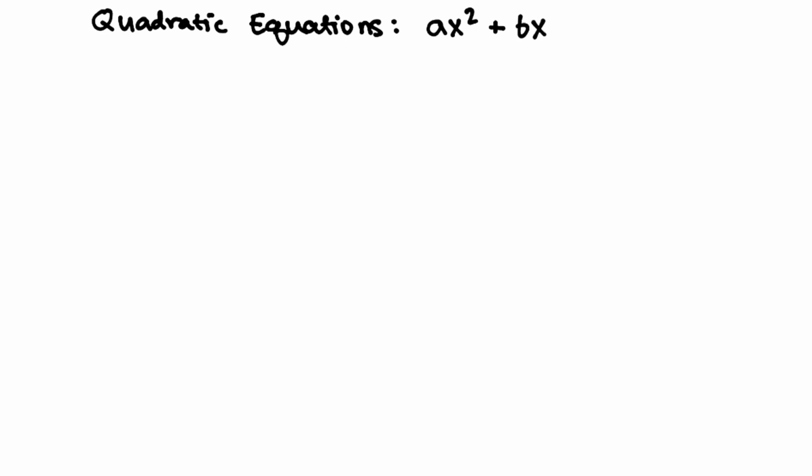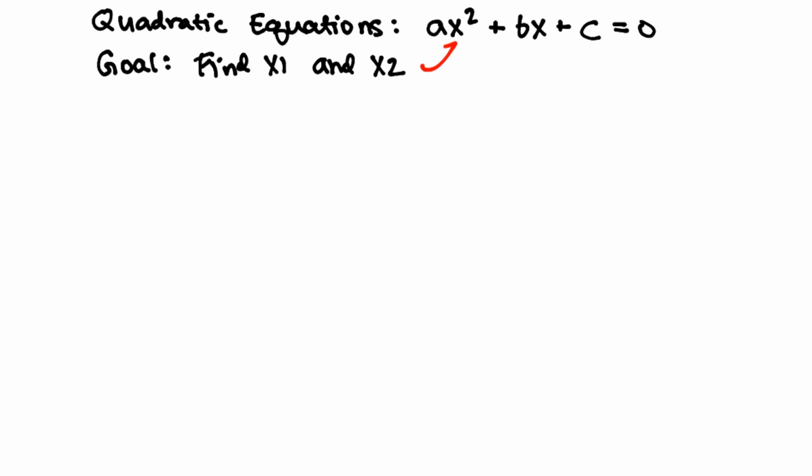So what we're going to cover today is how to solve quadratic equations. These are equations in the form ax squared plus bx plus c equals 0. And our goal is to find x1 and x2. These are two numbers that, when you plug them back into the original formula, make the left side equal to 0.